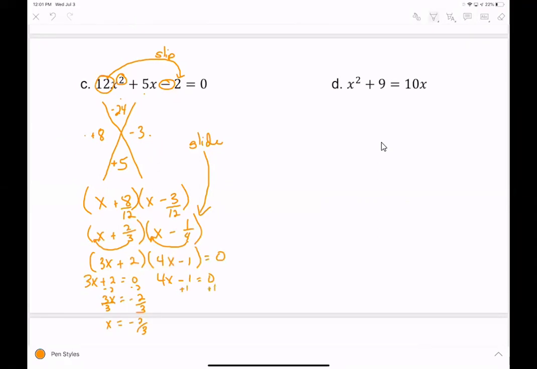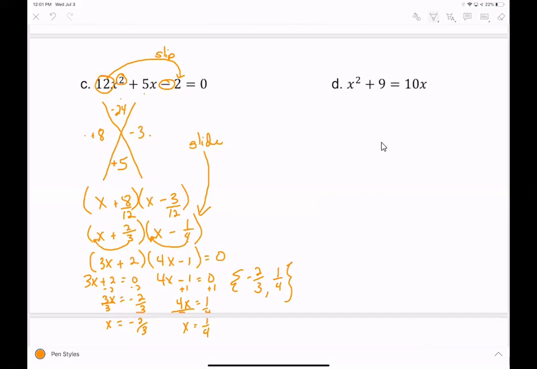I'm going to rearrange by adding 1. I'm going to divide by 4. And I'm going to get x equals 1/4. So the solutions here are a negative 2/3 and a positive 1 over 4.